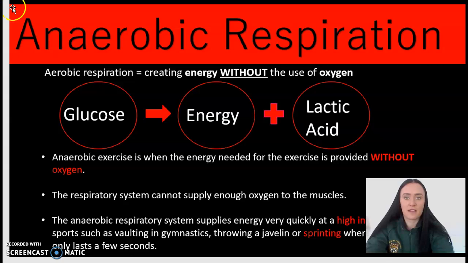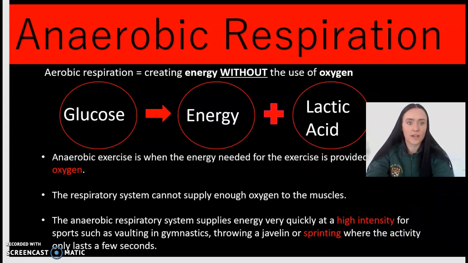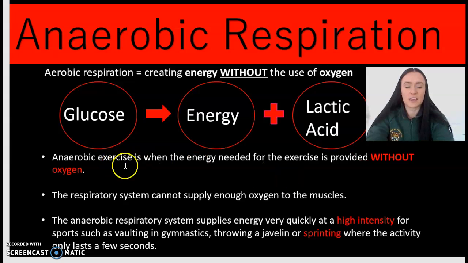And then same thing, I've just got the little sequence here, the equation, sorry. So glucose gets turned into energy without the use of oxygen, but we also produce something called lactic acid, which we go on to explain in a short while. So again, I've got all the key words highlighted in red. So anaerobic exercise is when energy is needed for the exercise. The energy needed for the exercise is provided without oxygen.